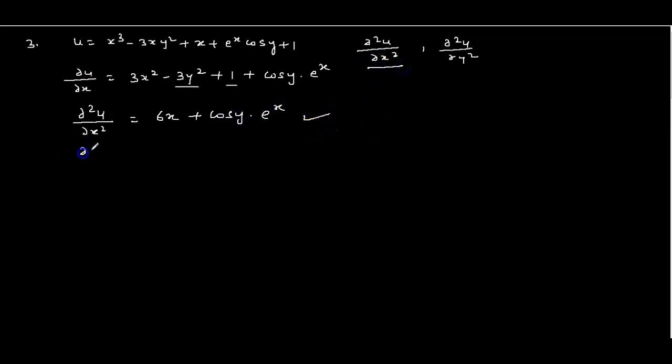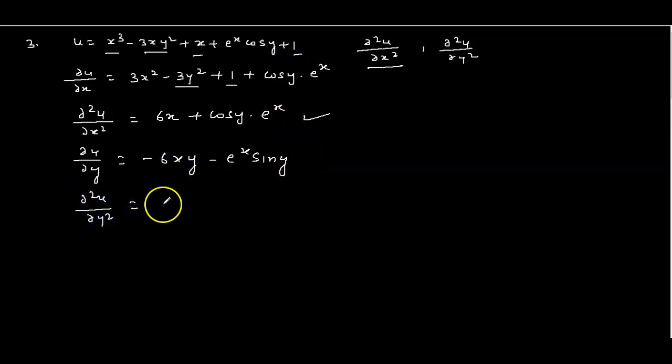Similarly, we can find ∂u/∂y. First, this is 0. This becomes minus 6xy. This is 0. The e^x differentiation is e^x, and cos y becomes minus sin y. And this one differentiation is 0. Now again, differentiating with respect to y, this becomes minus 6x, and this one minus with respect to y. So e^x is constant and the sin y differentiation is cos y. So this is with respect to y twice.